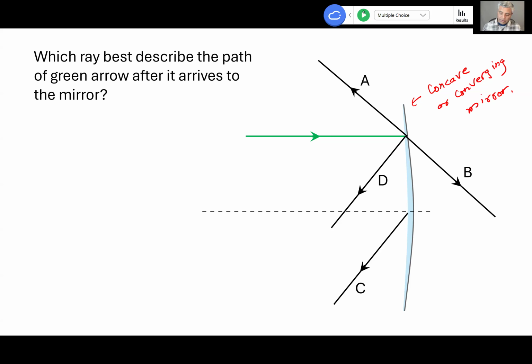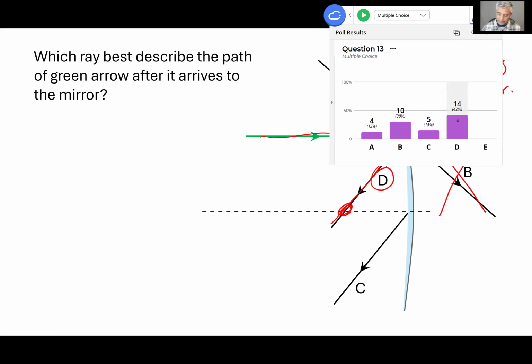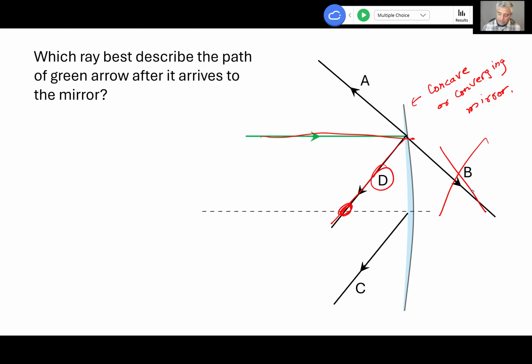Okay. So this is a mirror. So the ray cannot cross the mirror. So the full ray line cannot be in that direction. So this is converging. So the parallel one comes towards the focus point. So it looks like D is the best choice here. Okay. But quite a few also chose B. See, this being a mirror, if this was a lens, then it could cross. But a mirror has paint, so light cannot penetrate through the mirror. Okay.